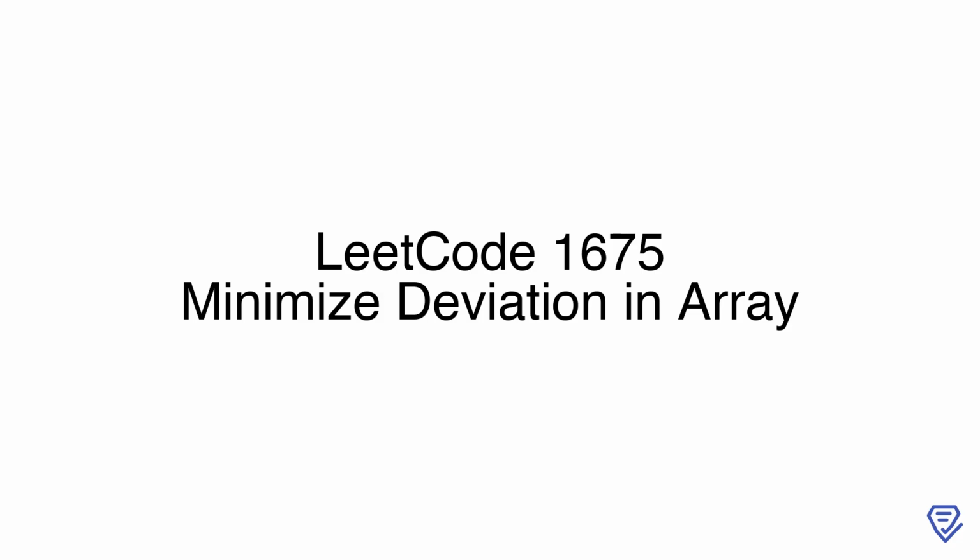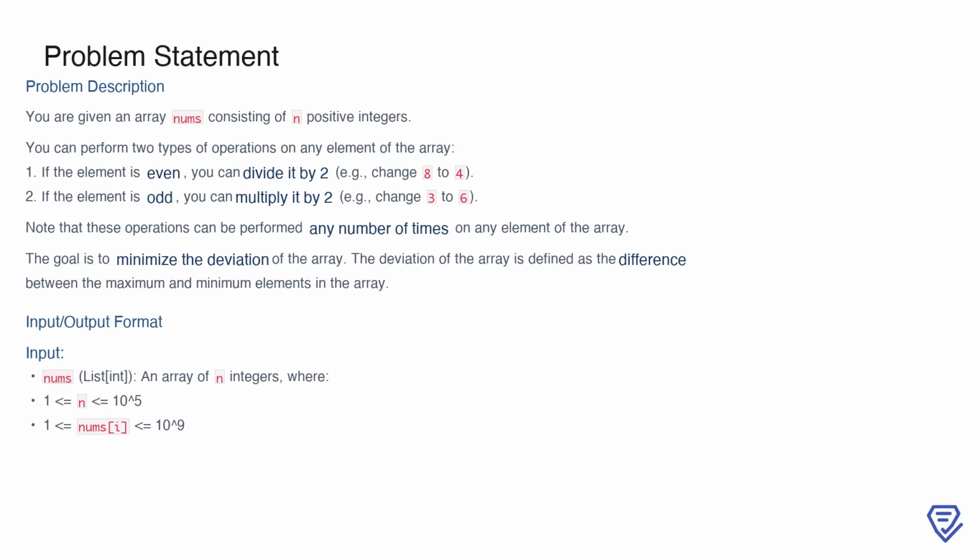Let's get started. In this problem, you are given an array called nums that consists of n positive integers. The task involves performing specific operations on the elements of this array to minimize a value known as the deviation. Now, there are two types of operations you can perform.